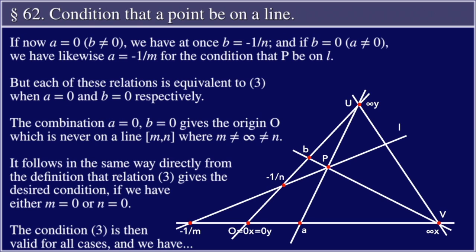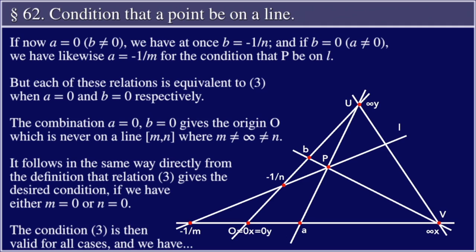If now A = 0, B not equal to 0, we have at once B = -1/n, and if B = 0, A not equal to 0, we have likewise A = -1/m, for the condition that P be on L. But each of these relations is equivalent to relation 3 when A = 0 and B = 0 respectively. The combination A = 0, B = 0 gives the origin, which is never on a line MN, where m is not equal to infinity and is not equal to n.